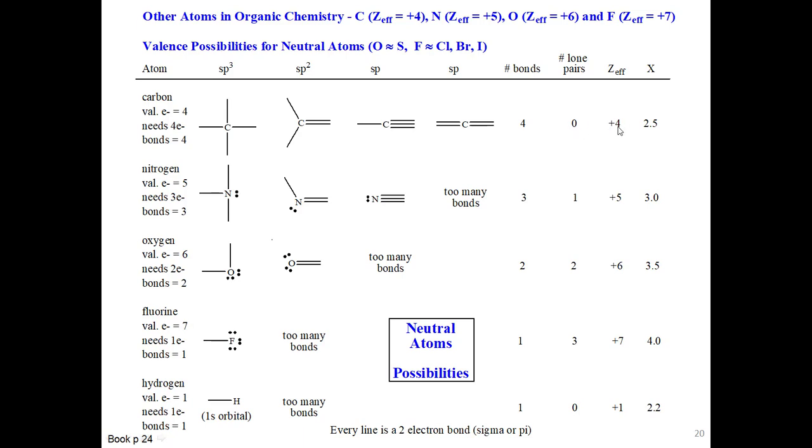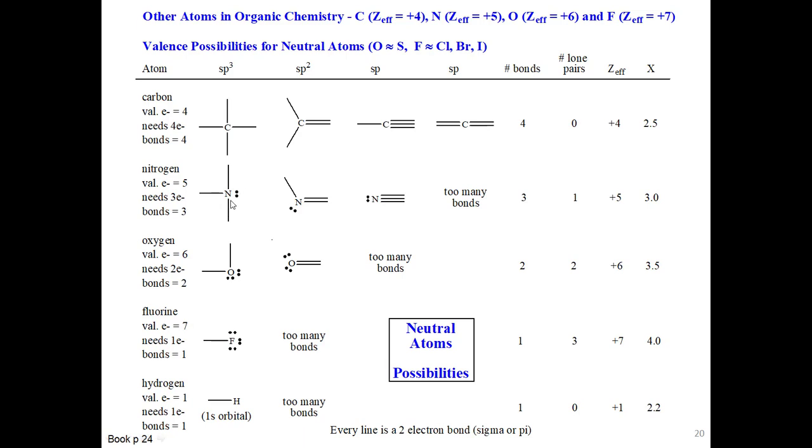Zeffective is +4, electronegativity is 2.5. So carbon's kind of like our reference point. And if you look at nitrogen, oxygen, fluorine, they're all more electronegative. So if they bond to carbon, they're going to pull electrons to themselves away from the carbon to put in some polarity.